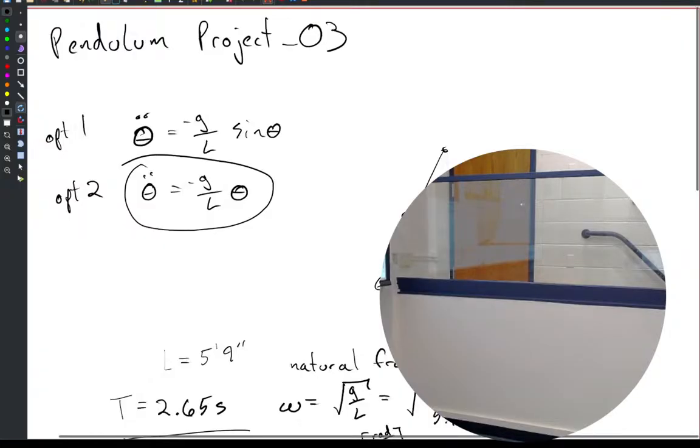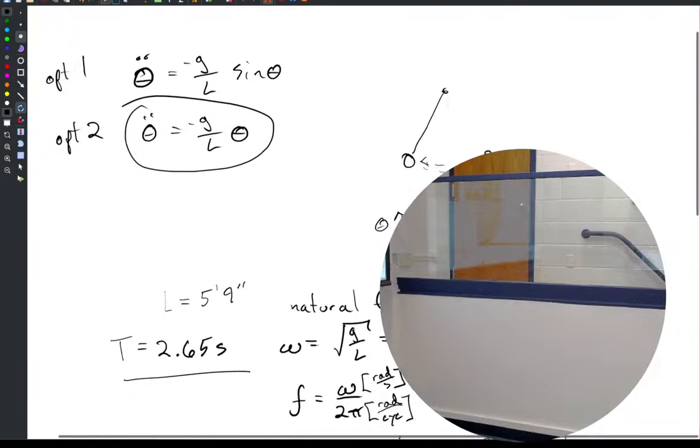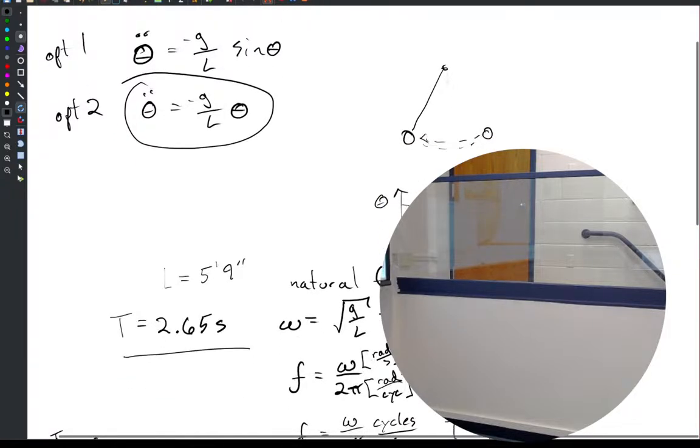Where did we do theta? Yeah, you circled the equation. I didn't think we used any angles. When we said natural frequency is root g over L, then really what we did was we said the solution to the problem is that theta double dot is always equal to something times theta. That's our differential equation.